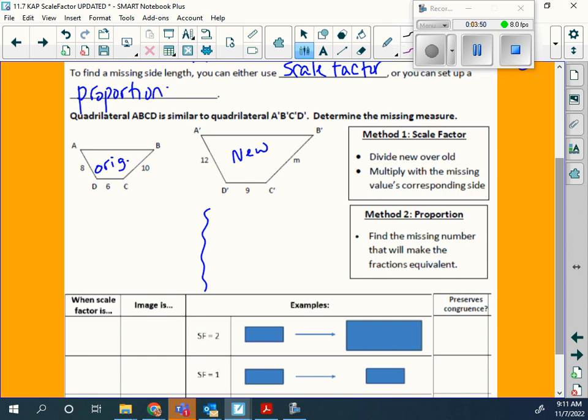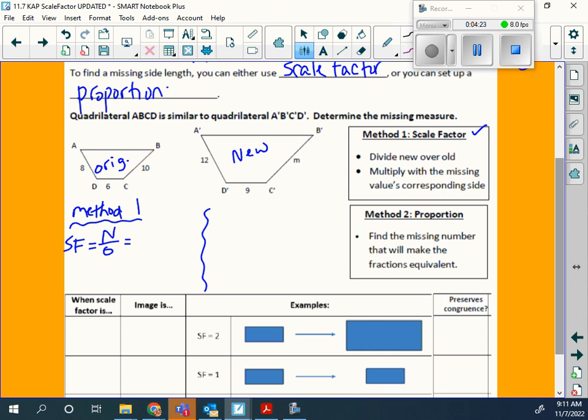All right. So method 1 is with the scale factor. It says to divide new over old and then multiply with the missing value's corresponding side. Okay, so let's do that. So method 1. All right. So first, we need the scale factor. Scale factor equals new over old. It doesn't matter which ones you want to pick. We just need corresponding sides.